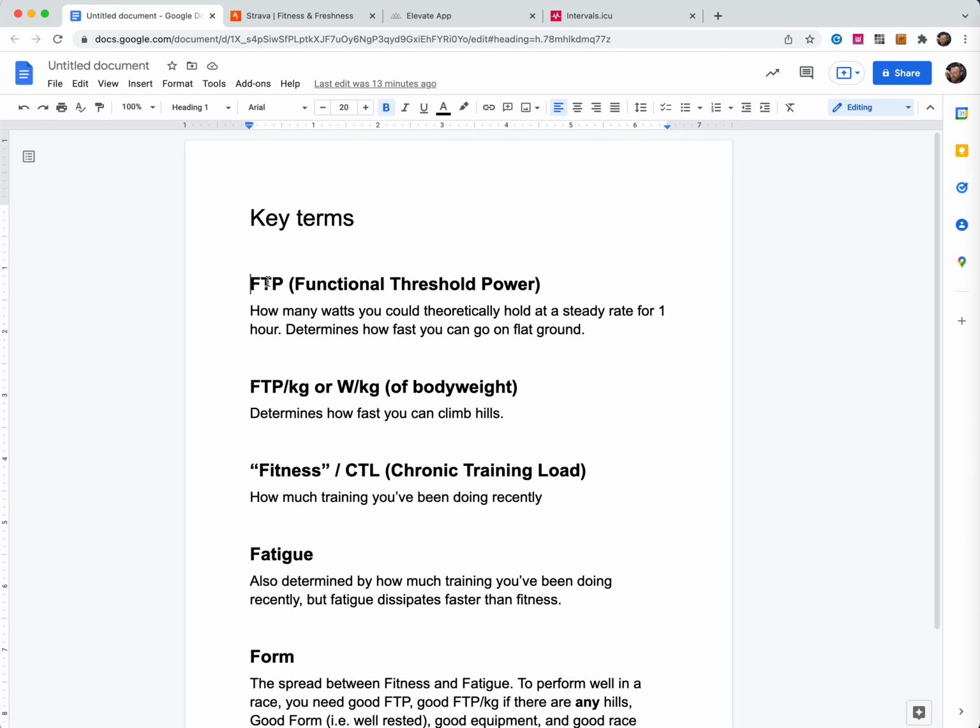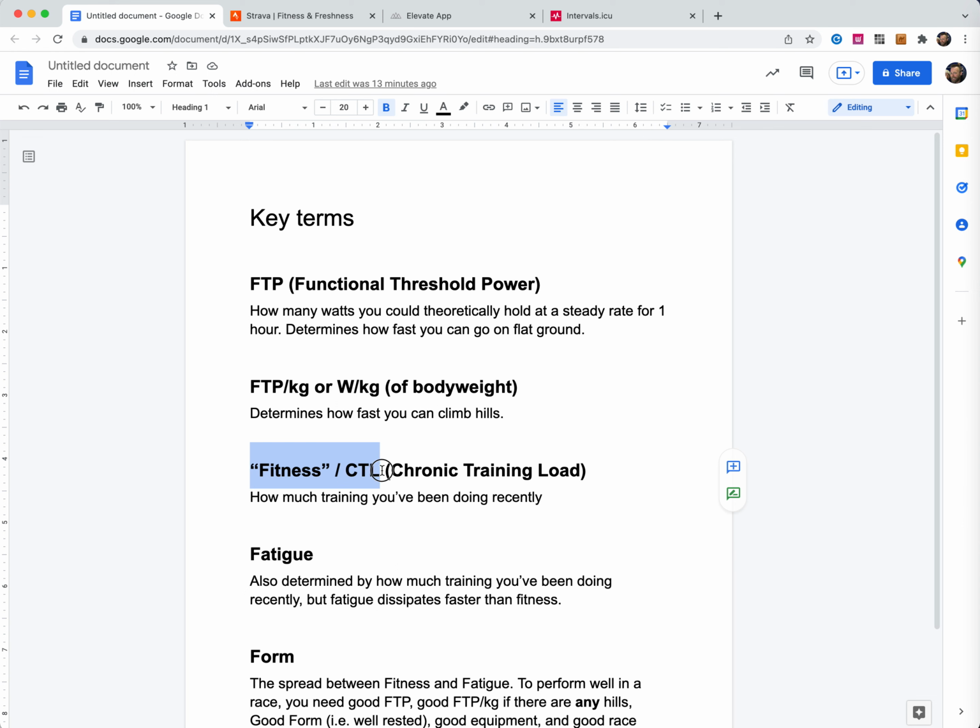Just really quickly, some key terms in case people aren't familiar. Functional threshold power. This is super, super important. This all assumes that people want to train to get faster, not just for a race, to have fun, whatever. Everyone uses these same terms, no matter what the apps are, and they're pretty universal. So FTP, probably a lot of people are familiar with. It's how many watts you could theoretically hold at a steady state for 1 hour, which determines how fast you can go on flat ground. Another really important metric is FTP per kilogram, or how many watts per kilogram of body weight, and that's how fast you can climb a hill.